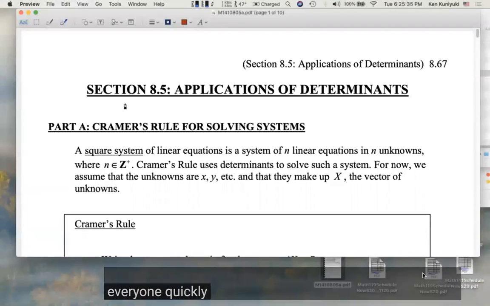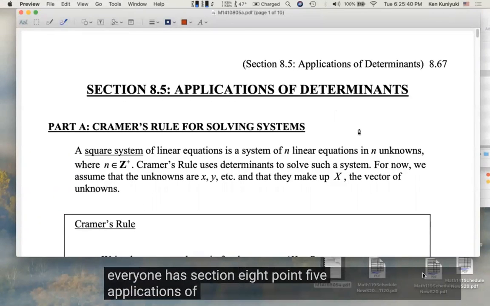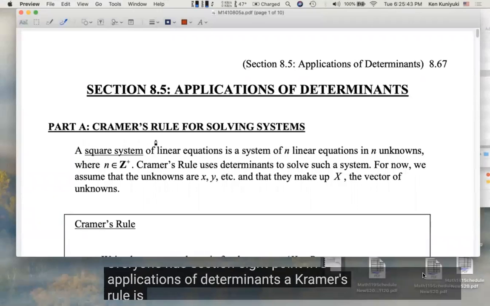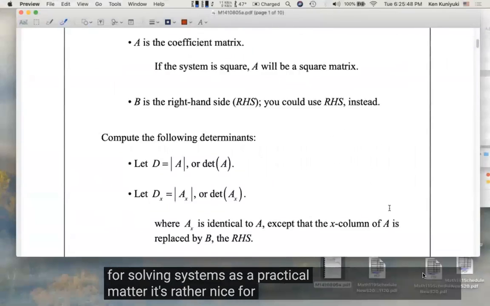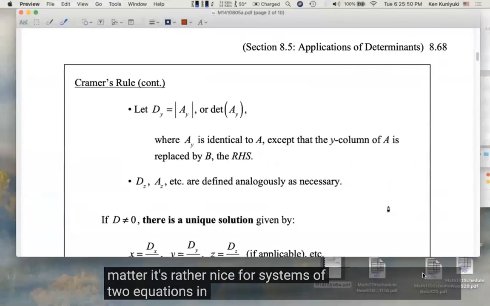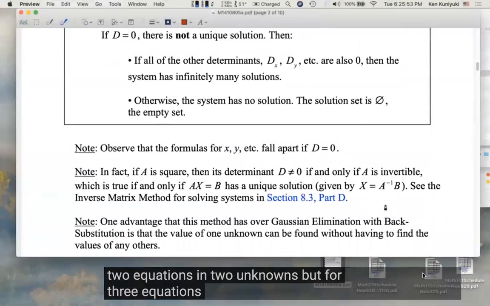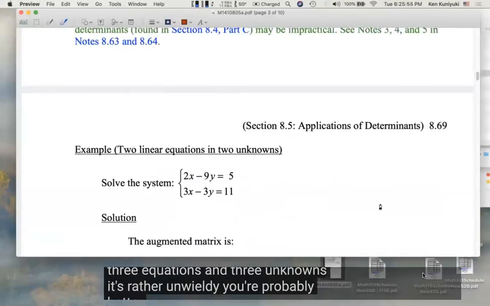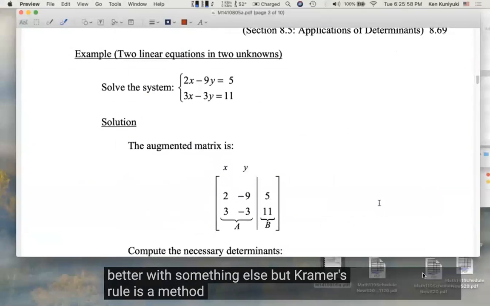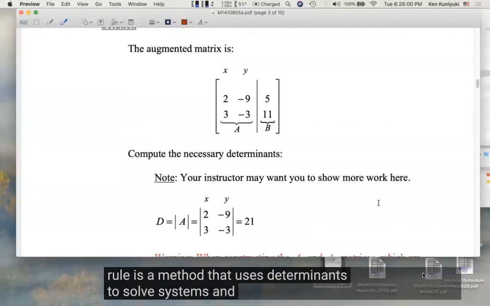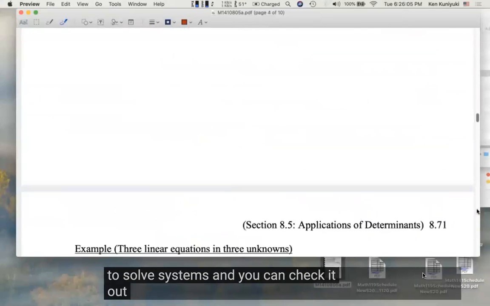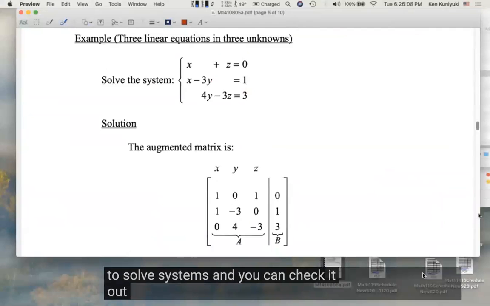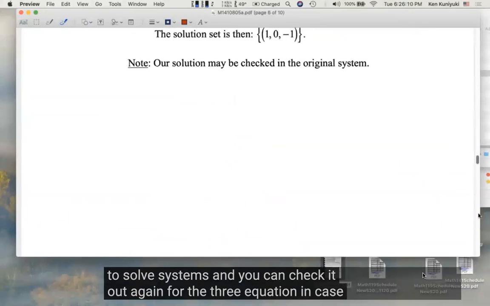Hi, everyone. Quickly, an optional section for everyone. Section 8.5, applications of determinants. Cramer's rule is a method that uses determinants for solving systems. As a practical matter, it's rather nice for systems of 2 equations in 2 unknowns, but for 3 equations and 3 unknowns, it's rather unwieldy. You're probably better with something else. But Cramer's rule uses determinants to solve systems, and you can check it out. Again, for the 3 equation case, it may not be worth it.